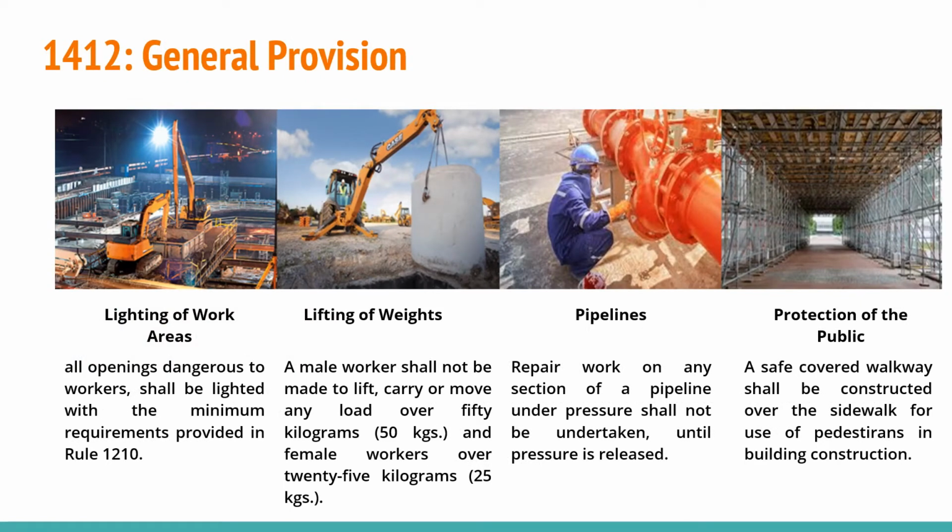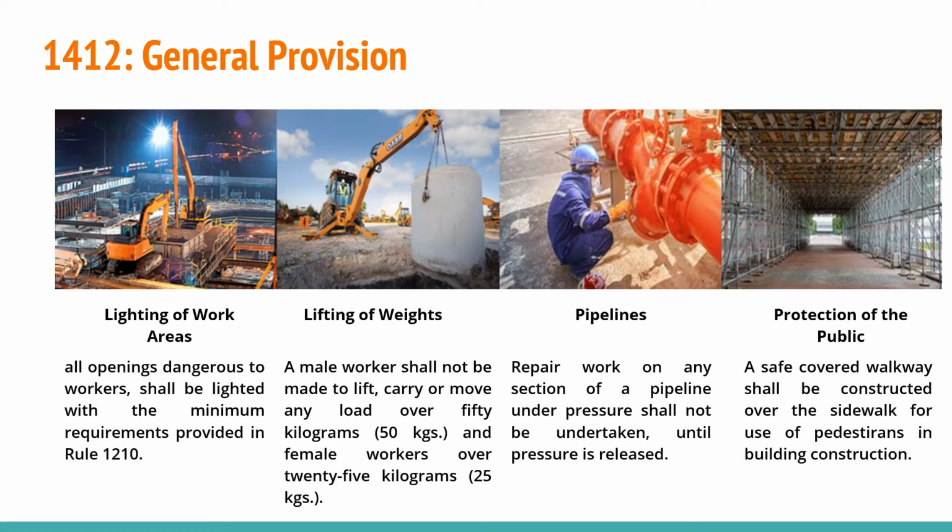So let us continue. Lighting of work areas. All work areas that are dangerous shall be well lit with the minimum requirements provided by Rule 1210 or the Electrical Safety Rule. Next is lifting weights. There are limits for manual labor. A male worker must not carry a load over 50 kilograms, and female workers must not pass over 25 kilograms. In repairing pipelines, pipeline repair must not be done if pressure is not released. Ensure that the worker will be away from the danger due to pressurized pipelines. Ensure workers' safety always.